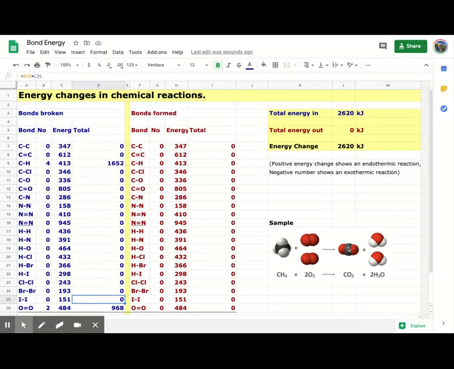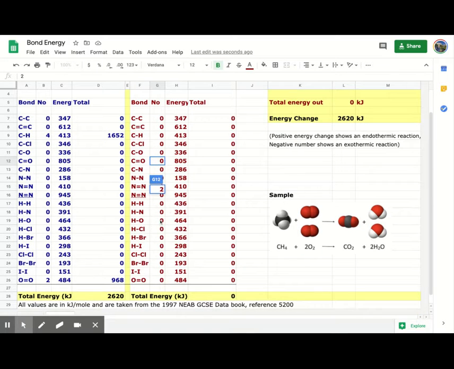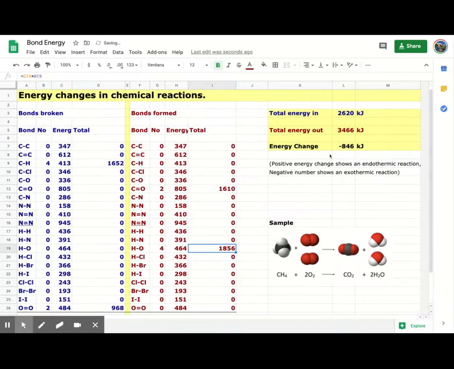And now we're going to look at the ones that are formed. As we see, there are 2 carbon-oxygen double bonds, so we'll put that there. And then we can look at water, and we can see that water has 2 hydrogen-oxygen bonds, but there are 2 molecules. So we have to find hydrogen-oxygen right here. We'll find the hydrogen-oxygen bonds we're going to look for. So we put that in, and then we can look over here and we can calculate.